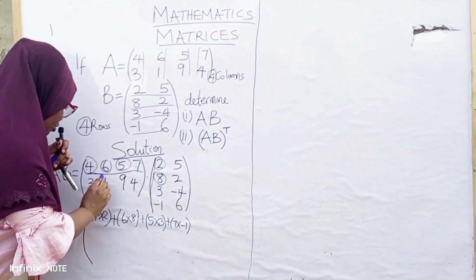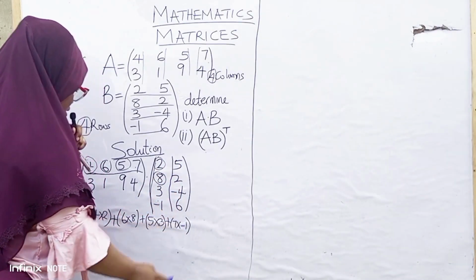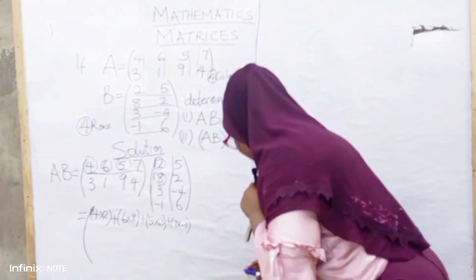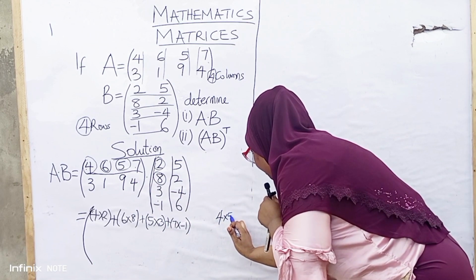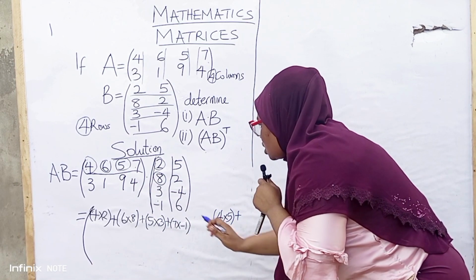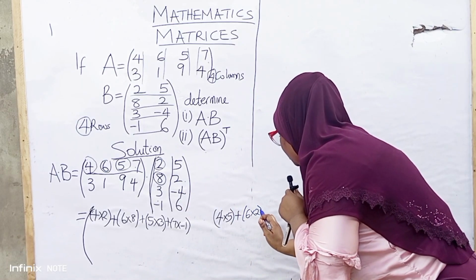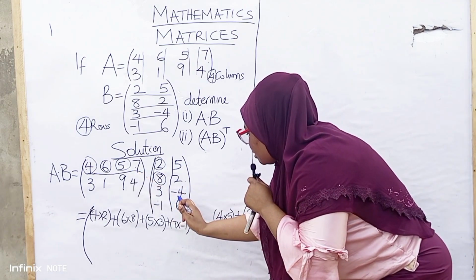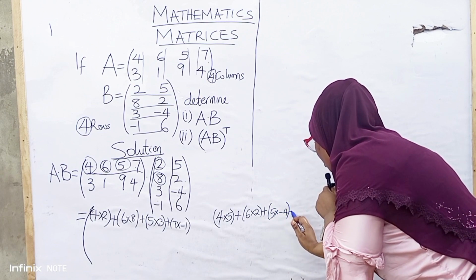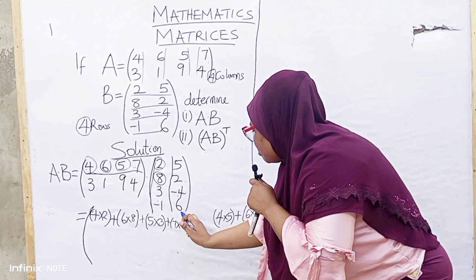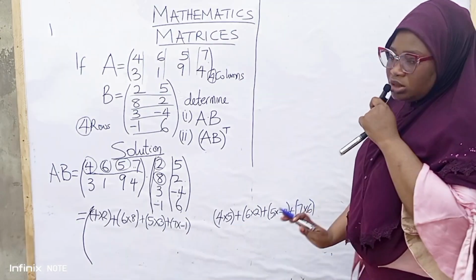You are still on the first row of the first matrix, so we are multiplying it by the second column of the second matrix. So 4 multiplied by 5, plus 6 multiplied by 2, plus 5 multiplied by minus 4, plus 7 multiplied by 6. So we are done with that one.